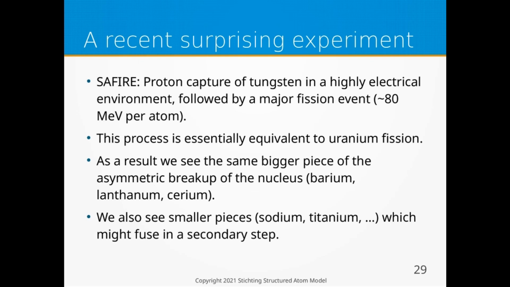What happened in this experiment is, in our opinion, that H+ was fused onto tungsten. The result is an unstable tungsten with an H+ that fissions, not unlike uranium, resulting in the same heavier piece of the backbone, namely barium, cerium, lanthanum, and smaller pieces of the branches that were broken off, maybe with a secondary fusion step. Roughly 80 MeV are released per tungsten atom. No wonder the thermal limits of the chamber were challenged during this event.